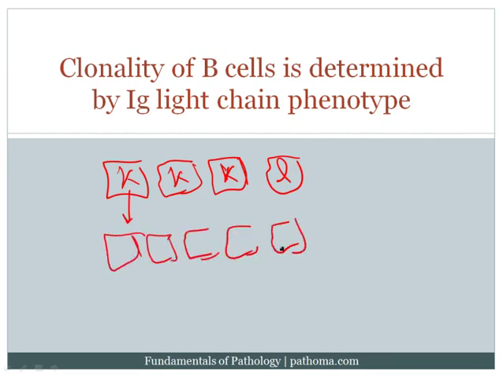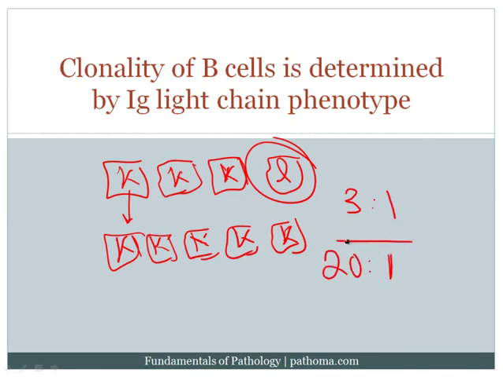And so what's going to happen is we're going to get a massive excess of kappa, okay? And of course there will still be some lambdas, but what will happen is that the kappa to lambda ratio, instead of being 3 to 1, will become something like 20 to 1. And this is very high yield, and that's exactly the way the examiners play it. They tell you that the patient's got an enlarged lymph node.